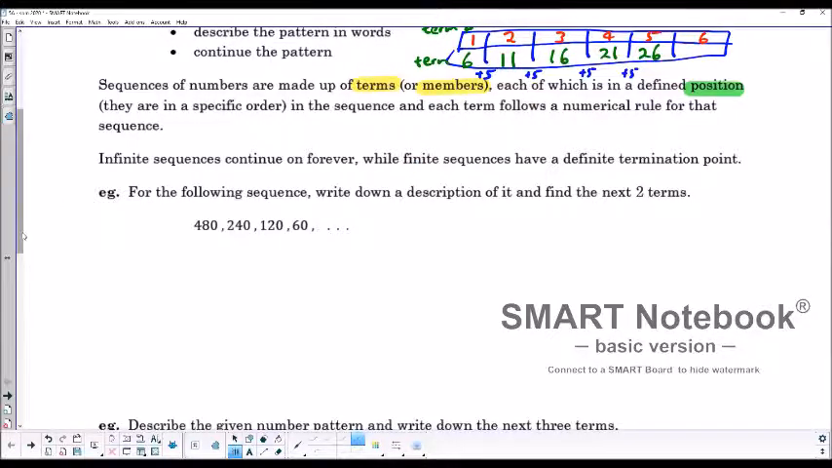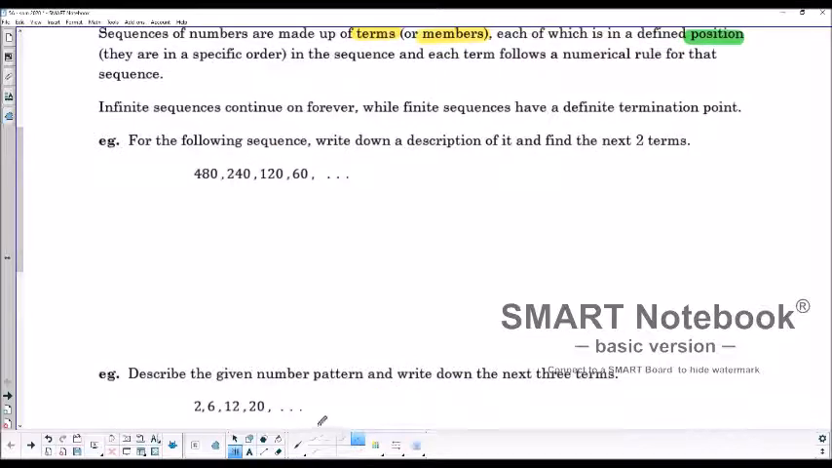Just to quickly look at this: infinite sequences go on forever, hence they're infinite. And finite sequences have a definite termination point. So they will end at some point.